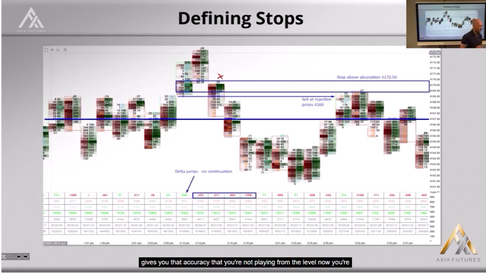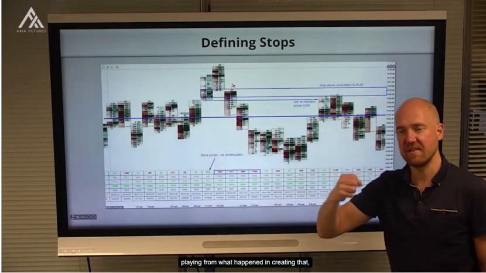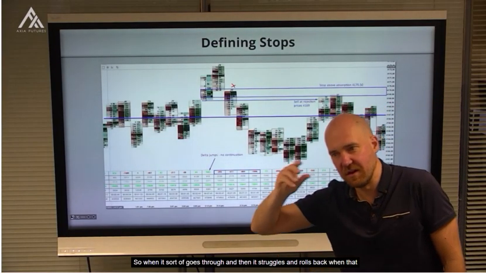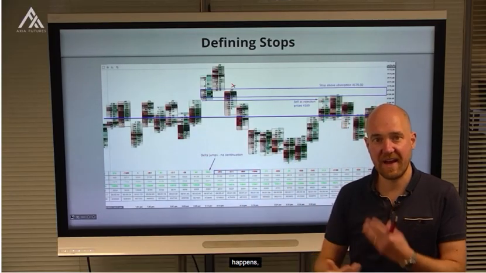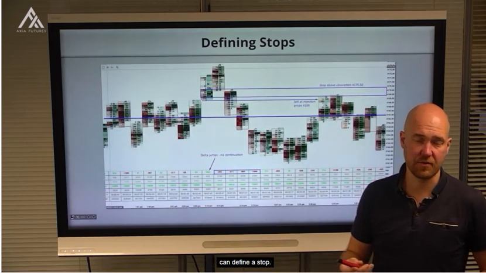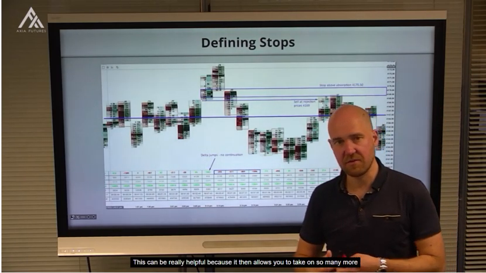It gives you that accuracy that you're not playing from the level now, you're playing from what happened in creating that, what I call fudging of the level. So when it sort of goes through and then it struggles and rolls back, when that happens, you can now be clear on what exactly you're trying to do and where exactly you can define a stop. This can be really helpful because it then allows you to take on so many more trades.